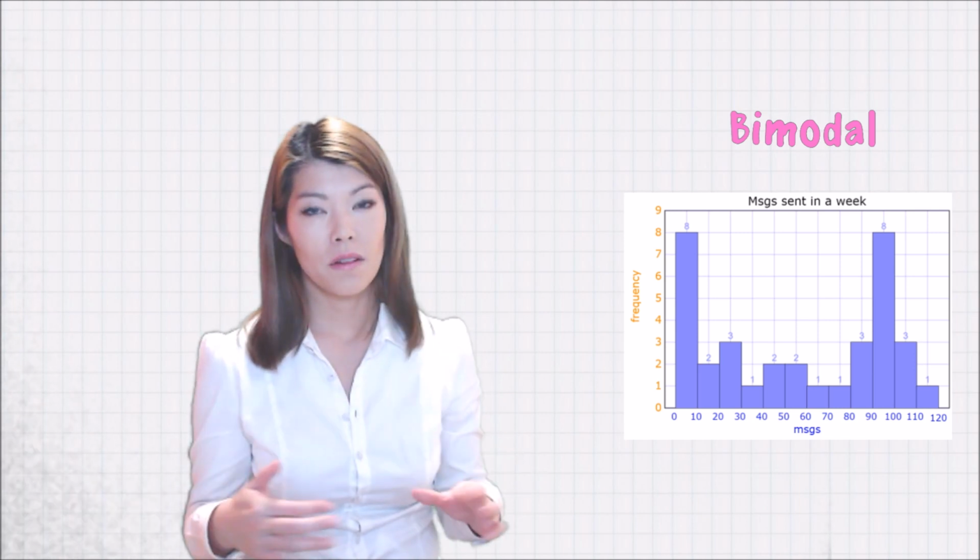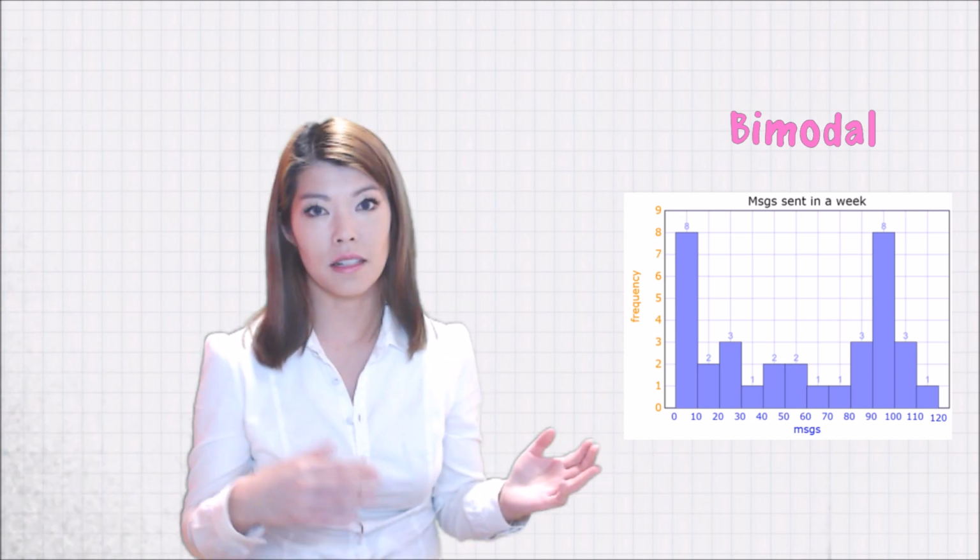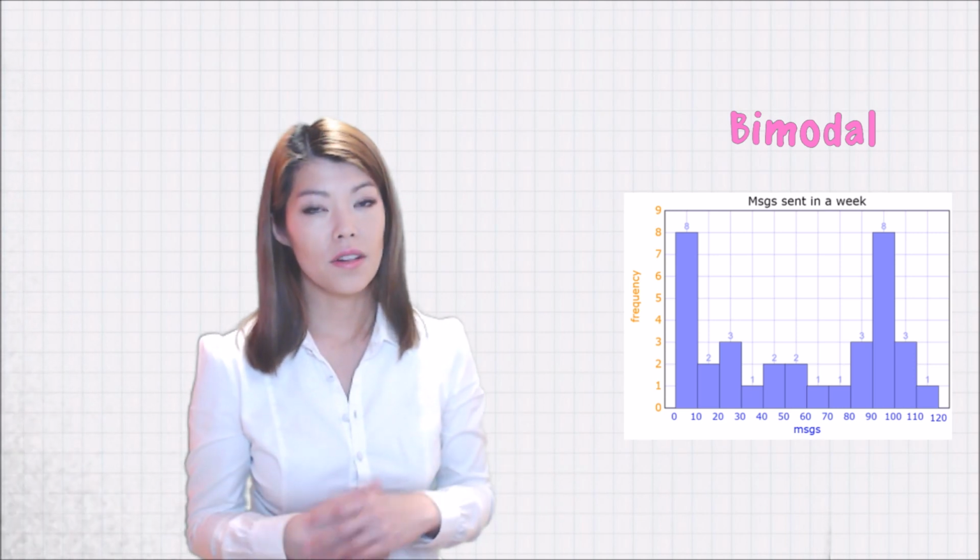And lastly, sometimes the data looks like this, where there's 2 values clearly as the modes. We call this bimodal. And if that happens, then it's very likely that you have 2 sets of data. For example, there could be students and teachers scoring at a sports event, and you need to separate the data before you can analyze it.